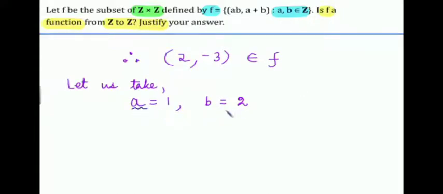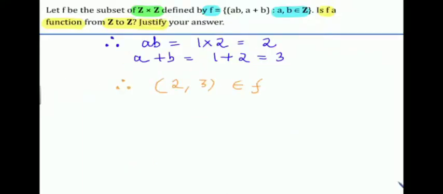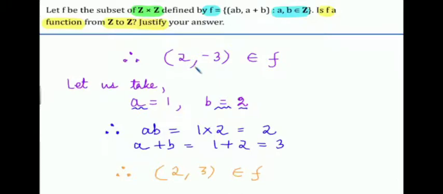Now let us take a is equal to 1 and b is equal to 2. So a into b, 1 into 2 is equal to 2, and a plus b, 1 plus 2 is equal to 3. So your relation becomes (2, 3), so (2, 3) belongs to f. You can see clearly the first element 2 is repeated 2 times.